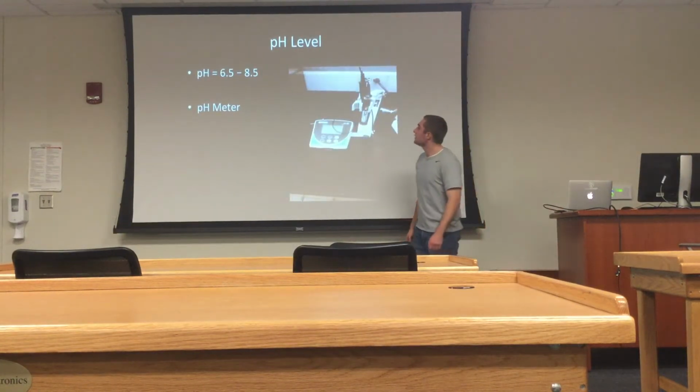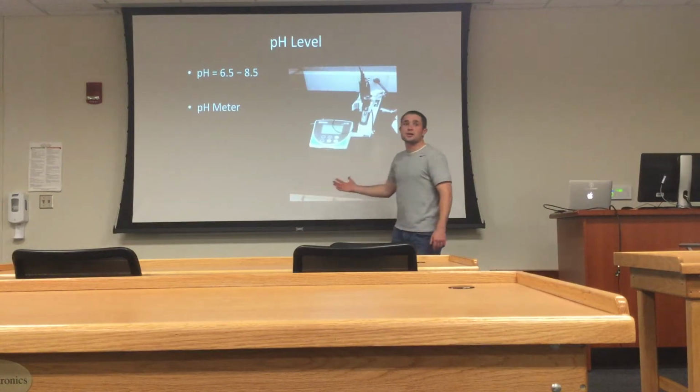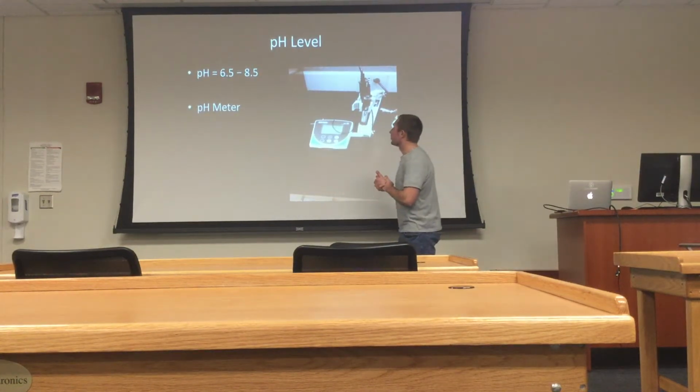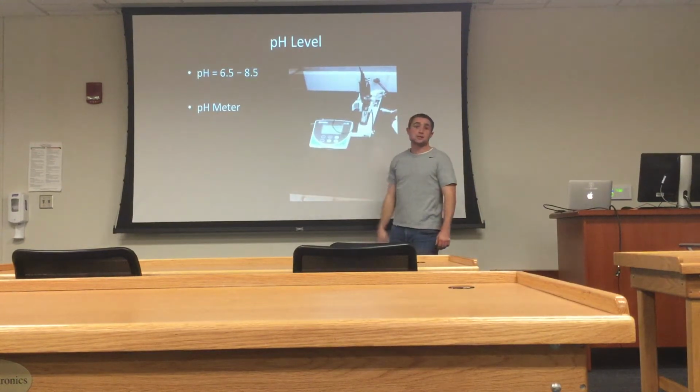The pH level, within 6.5 to 8.5. Here's a picture of a pH meter. You configure it with already set pH bases. And basically what you do is you put this little rod in the water and you let it read the pH.